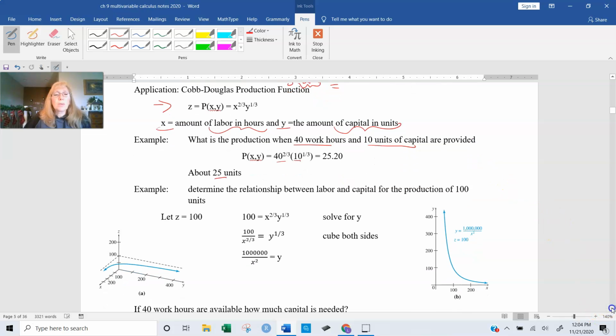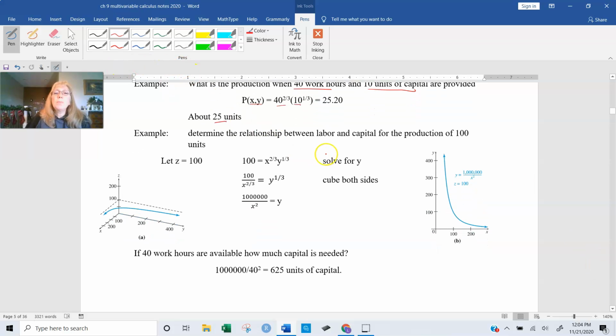So let's go this way. Determine the relationship between the labor and the capital for production of 100 units. So that means I want z to be 100. How do I solve this? So I solve for y. So you divide by x to the 2/3, and then to get rid of this, remember you cube it. So you must also cube this side. So this is the formula we get: 1,000,000 over x squared equals y.